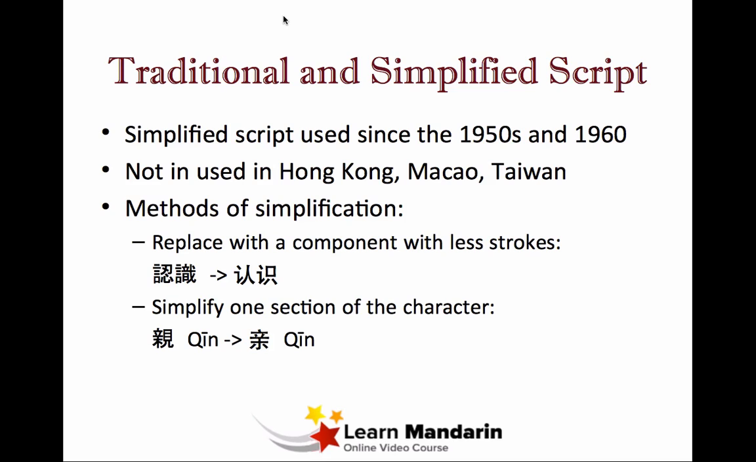So for example, here we see 认识, and we can see on the left-hand side that it has a lot more strokes involved than on the right-hand side, which is the simplified version. On the bottom, we see 亲 and 亲. In this case, only the left component of the original character is used. Radicals also underwent simplifications as well.